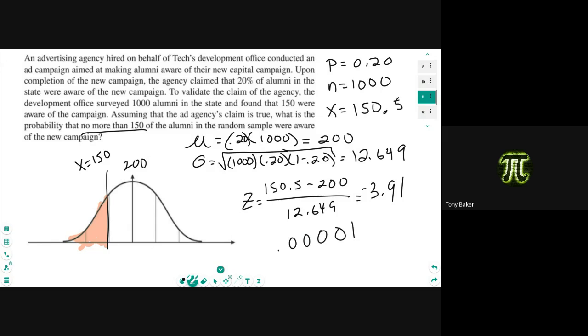So the question is, is their claim correct? If their claim that 20% of everybody found it is true, they should get close to 200, right? We only got 150 people, and the chance of that happening is almost nothing, which means their claim is probably wrong.